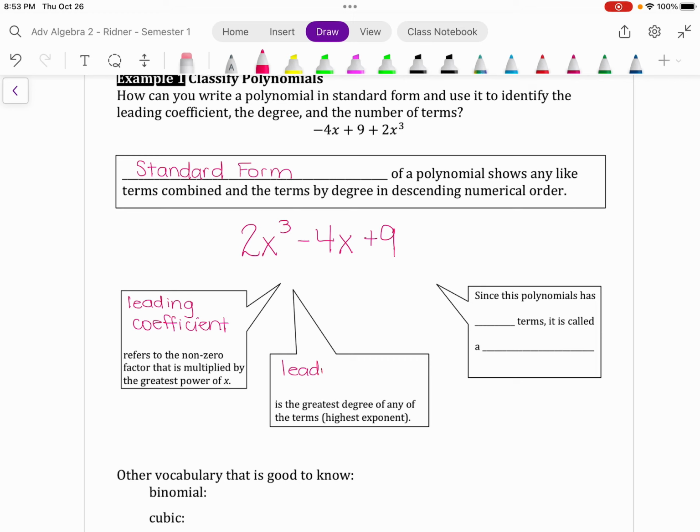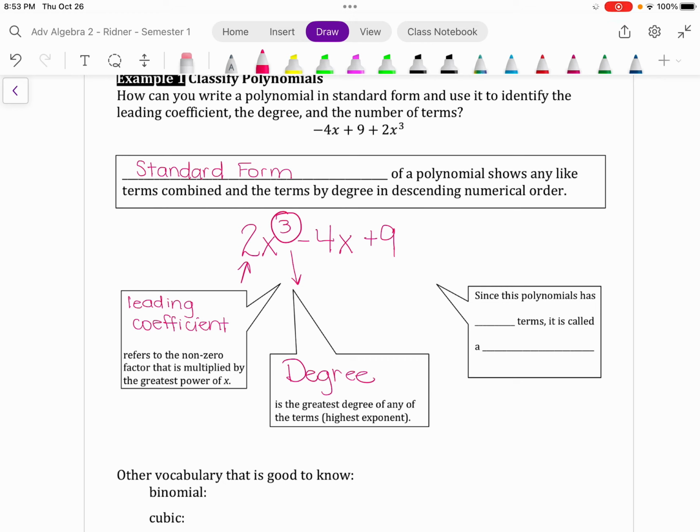My key says leading coefficient is the greatest degree of any of the terms, so highest exponent. So that should not be leading coefficient. That should be the degree. So just kidding. Hope you're writing in pencil. It is math class. We're talking about degree there. So that's for the degree. That's for the leading coefficient.